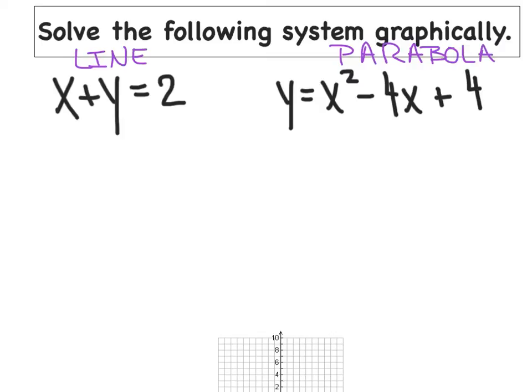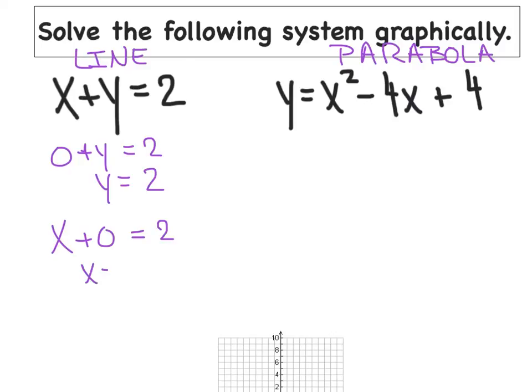It's probably a toss-up. But as far as my line goes, if I substitute a 0 for x, I get a y-intercept of 2. And then if I substitute a 0 for y, check that out, I got an x-intercept of 2. It doesn't get any easier than that.